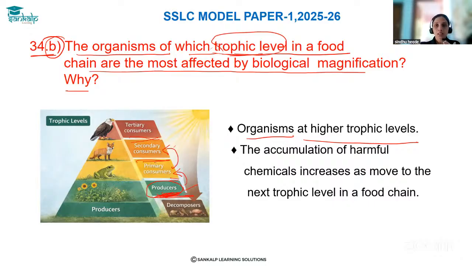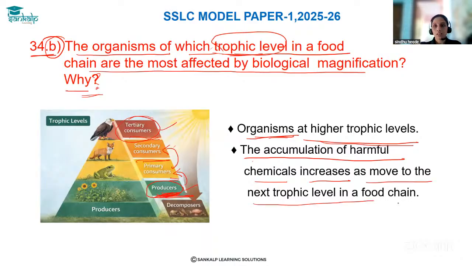This process continuously takes place. Finally, the final level is tertiary. So organisms at a higher trophic level, that is tertiary consumers, are most affected by biological magnification. So why? You have to write the reason for this. Why? Because the accumulation of harmful chemicals increases as we move to the next trophic level in a food chain.